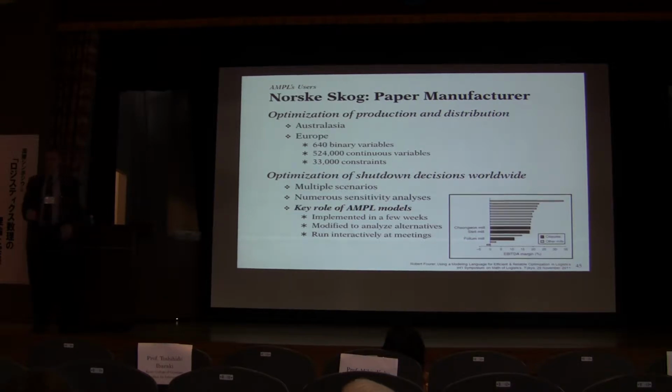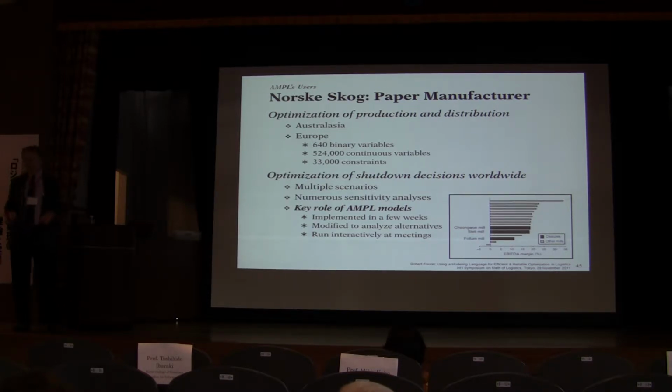Okay? And the key role of AMPL here was that actually once they had done this global optimization model, which we'll see was quite complicated, it was able to be developed in only a few weeks and could be modified to analyze alternatives as the company debated which plants to close. And to the extent that actually at meetings where they discussed the closure decision, they would interactively run this model with different decisions that people brought up. They would say, what if we did this? And they would go back and run it again.